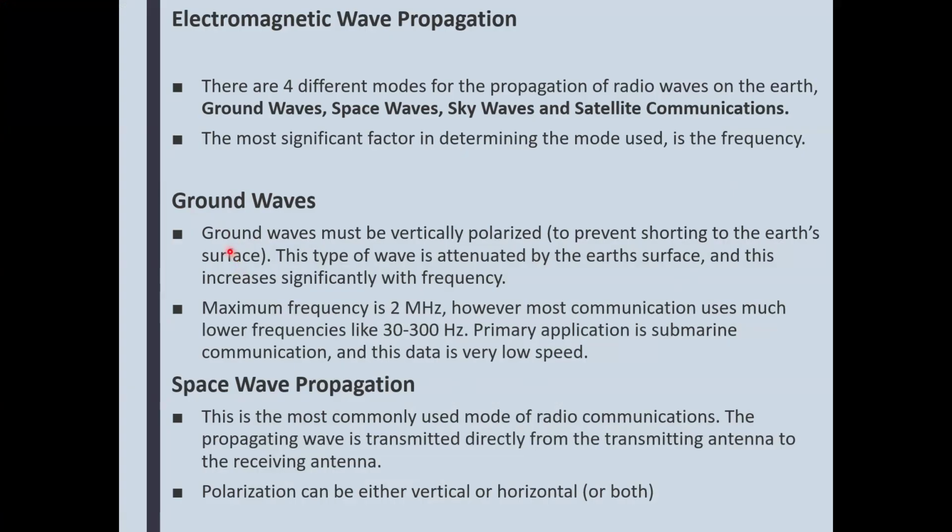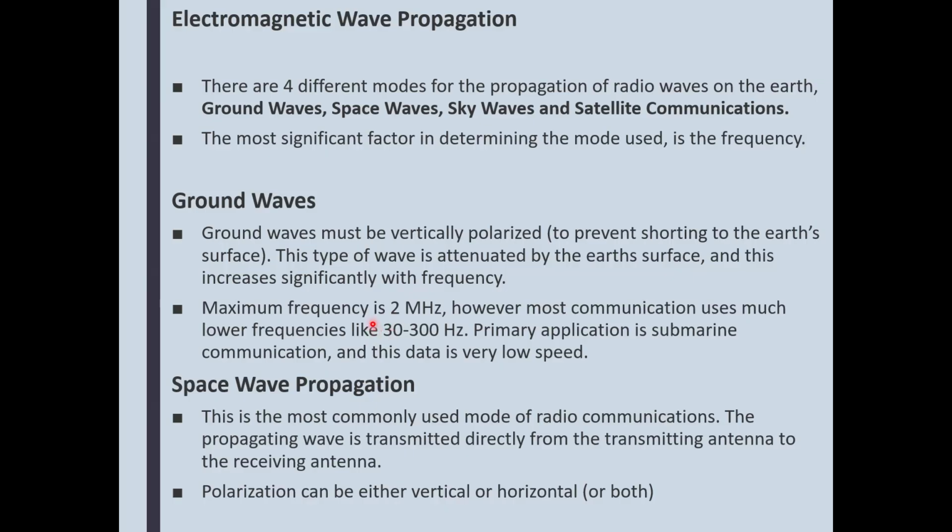Again, let's go back to here. Ground waves must be vertically polarized to prevent shorting to the Earth's surface. Now you understand why. This type of wave is attenuated by the Earth's surface as it travels, even at the best of times, and this increases significantly with frequency. So even with the antenna set up properly, vertical, the Earth is still going to attenuate the wave. And the higher the frequency, the more attenuation you're going to get, to the point that it's pointless to transmit.